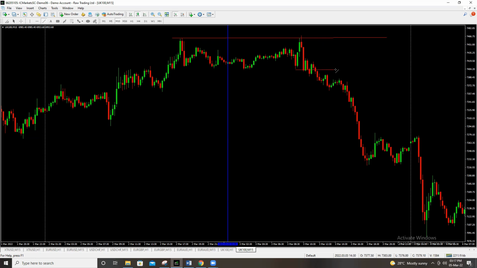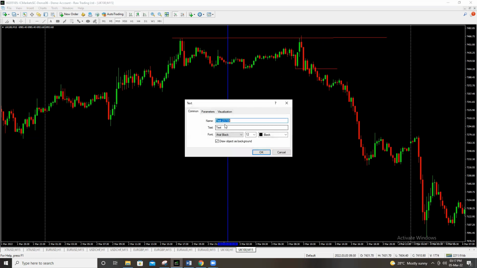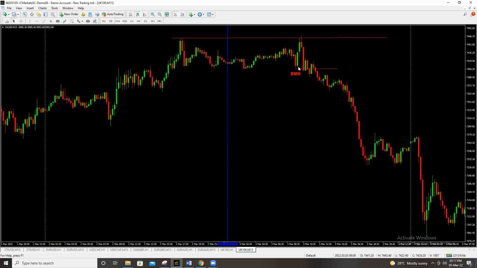I'm actually doing it from scratch so that you know how to do it yourself. So here we have break of market structure. Now, after break of market structure, and remember the break of market structure must be impulsive: very huge candlesticks, a lot of volume. So we have break of market structure. What do you want next? You want to know where that break of market structure came from.